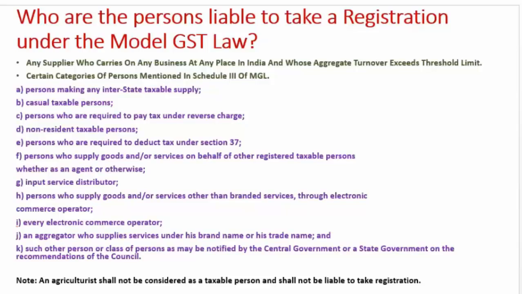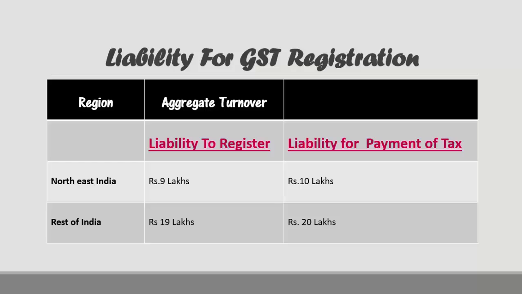Friends, please note that an agriculturist shall not be considered as a taxable person and shall not be liable to take registration. Now, when does liability for GST registration arise? So friends, in northeastern India, when your aggregate turnover is rupees 9 lakhs, you have to register for GST. And your liability to payment arises when your aggregate turnover reaches rupees 10 lakhs. In rest of India, liability to register arises when your aggregate turnover is rupees 19 lakhs and liability for payment of tax arises when your aggregate turnover reaches 20 lakhs.